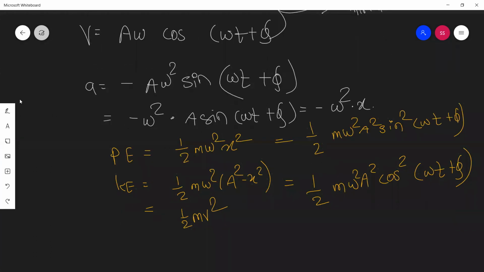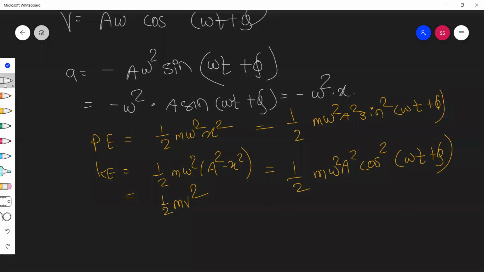Okay, next point, total energy is once again constant. Total energy is once again constant with respect to time, which is half m omega square into a square. Okay, you just need to add these two and you will get that.